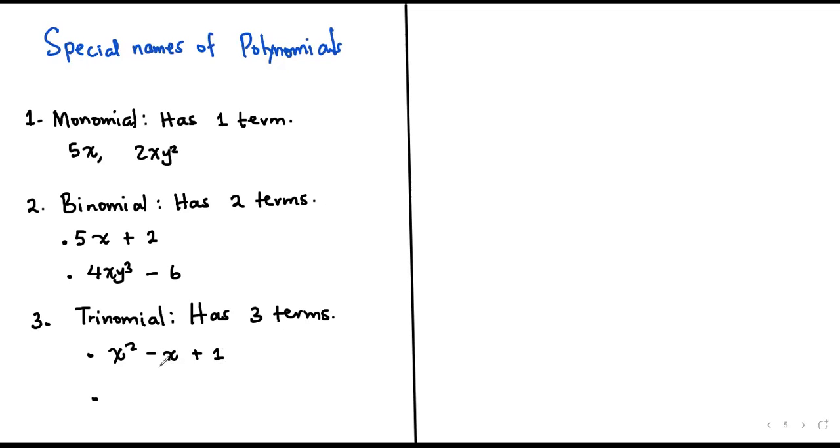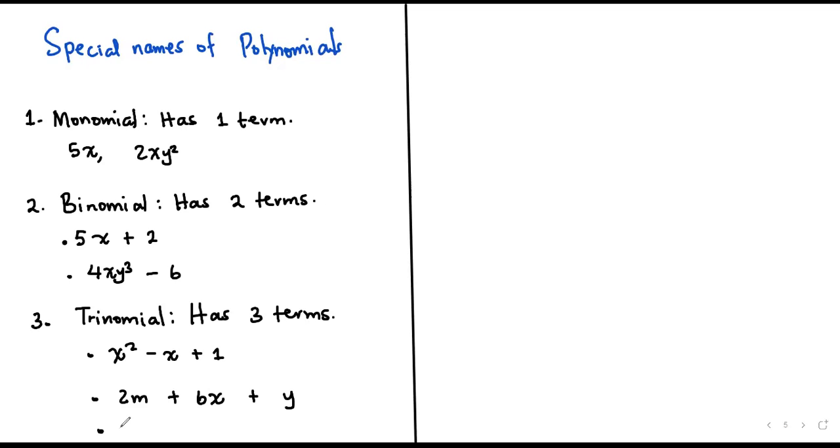Let's say we have 2m plus 6x, let's say plus y. So you see that this is a polynomial with three terms, 2m plus 6x plus y. Okay, I hope you can understand that.